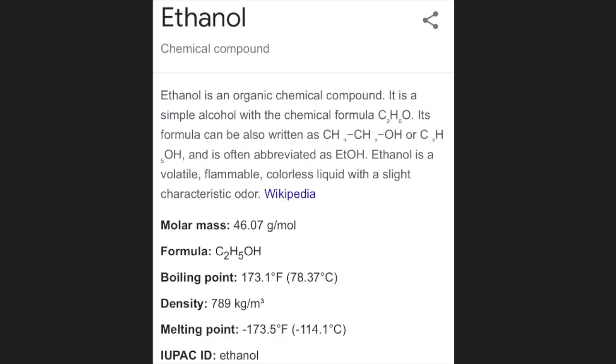Ethanol is a volatile, flammable, colorless liquid with a slight characteristic odor. Its molar mass is 46.07 grams per mole. Its formula is C2H5OH. Its boiling point is 173.1 degrees Fahrenheit or 78.37 degrees Celsius. Its density is 789 kilograms per meter cubed. Its melting point is negative 173.5 degrees Fahrenheit or negative 114.1 degrees Celsius. Its IUPAC ID is ethanol.